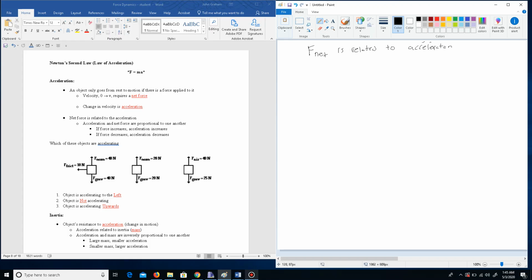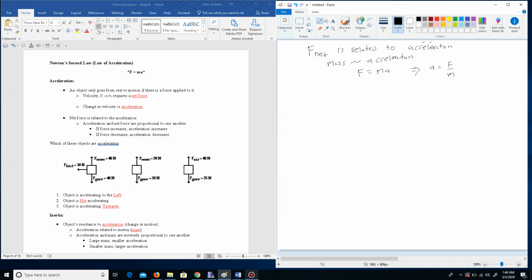We also noticed that mass and acceleration are related because mass is the resistance to acceleration. And so all of this gets put into a nice little formula called F equals ma. Sometimes you'll see it written as a equals F over m. And with this formula, we are finding Newton's second law, which is the law of acceleration.